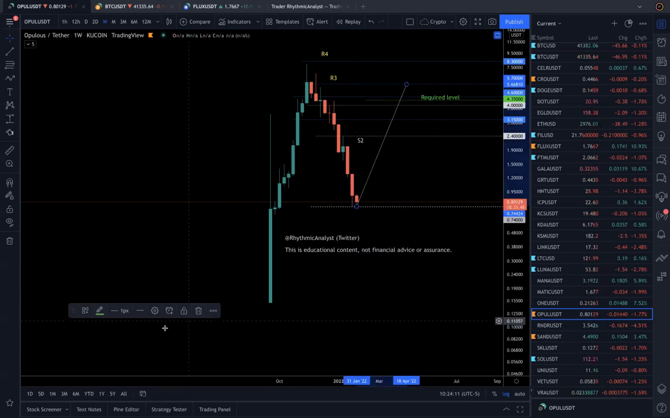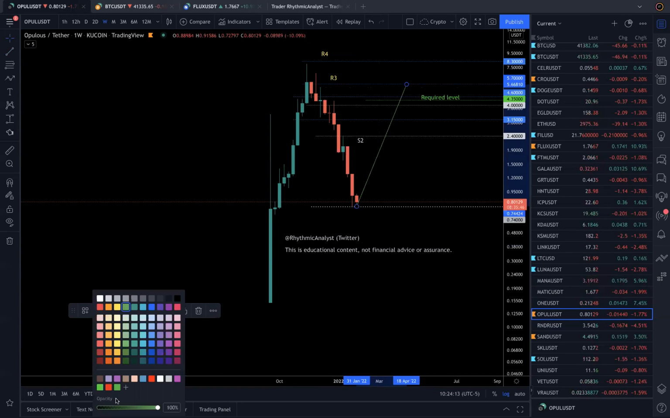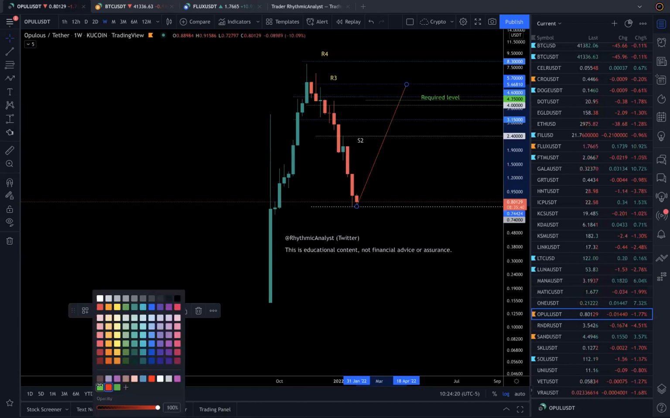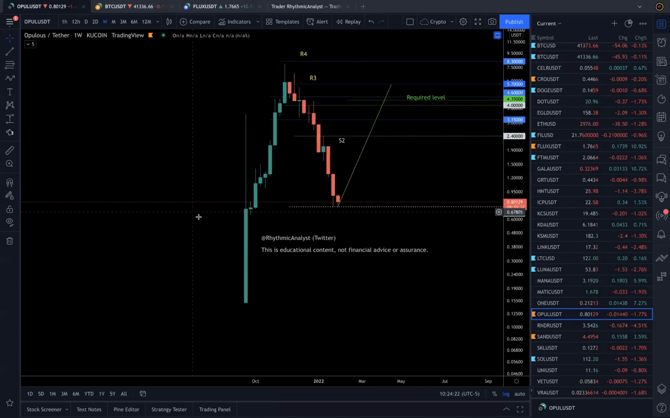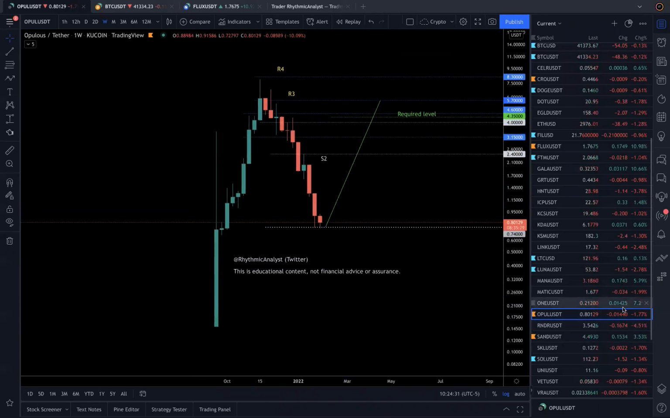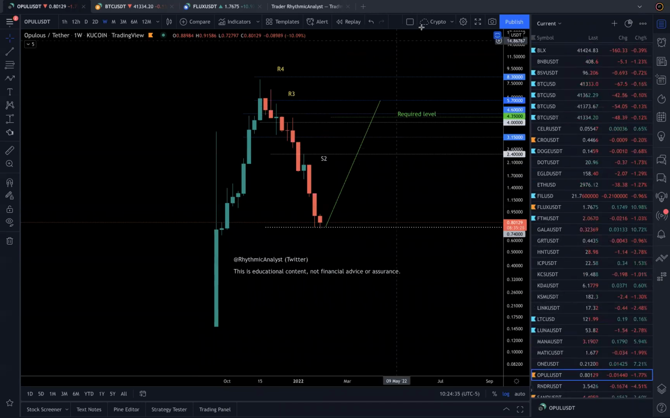I should use some different color, a stronger one. Oops. But I think the key thing is it has to maintain this support. It hasn't started moving up, but maybe it will. We'll have to wait for it.